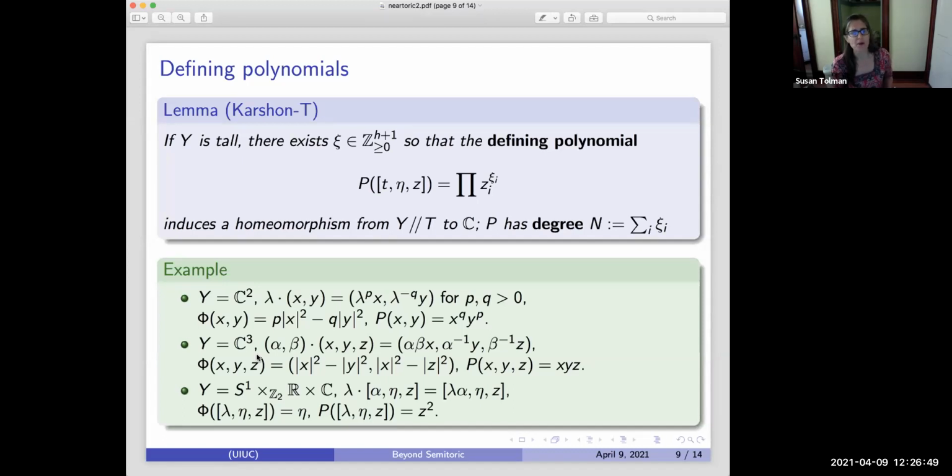The final example I want to pick is a little bit different because it's an example with disconnected stabilizers. If you let Y be equal to S^1 cross over Z_2, R cross C, this would be a point with Z_2 stabilizer. Then S^1 is just going to act on the first coordinate, and here Z_2 acts on C by sending z to minus z. Then your moment map just sends (lambda, eta, z) to eta, and your defining polynomial sends (lambda, eta, z) to z squared. And again, if you're acting on C by z goes to minus z, then clearly z squared is invariant under that action.